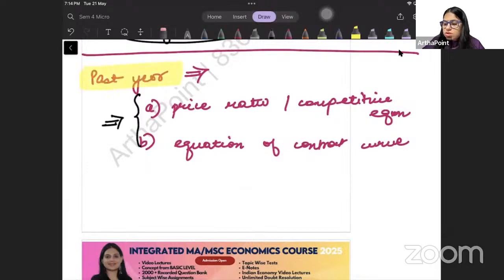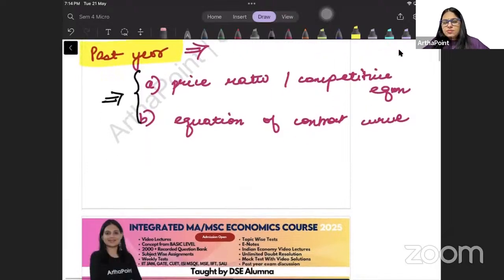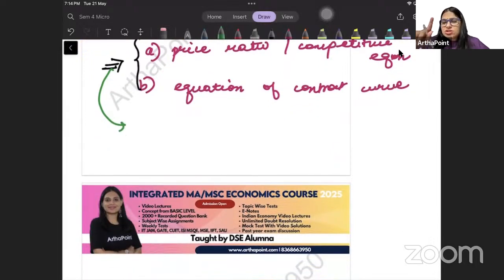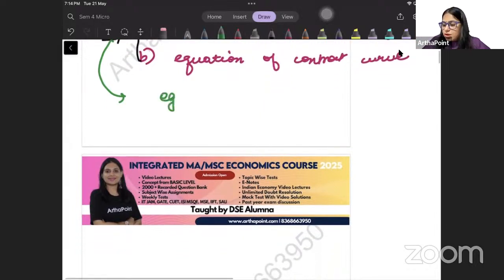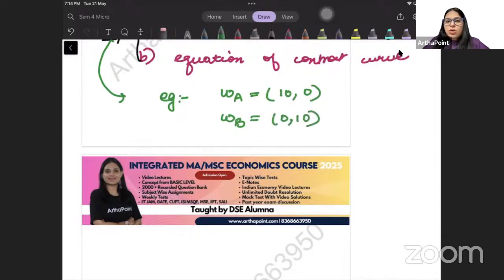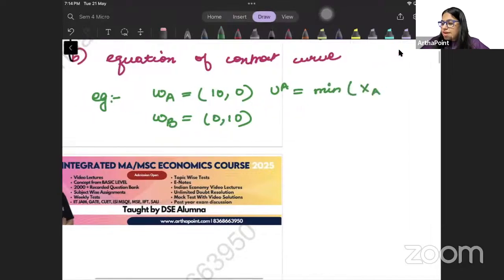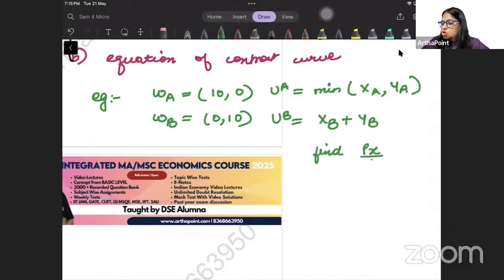And if you look into the video lectures that I have provided you, we have tried to cover all permutation combinations possible, and you have to practice all permutations जितना भी possible है. जैसे for example, if I tell you endowment of individual A is 10,0, endowment of individual B is 0,10, और मैं आपको एक यूटिलिटी फंक्शन दे दूं, that utility function of individual A is min of x,y and utility function of individual B is x plus y, and I ask you to find the equilibrium price ratio. तो you should be able to solve this kind of question.